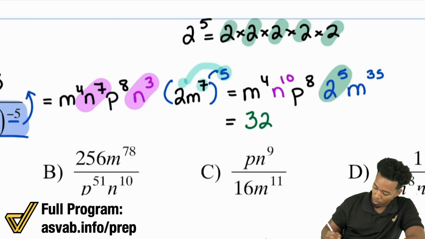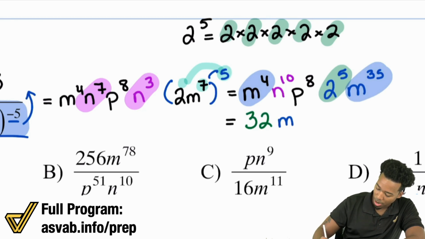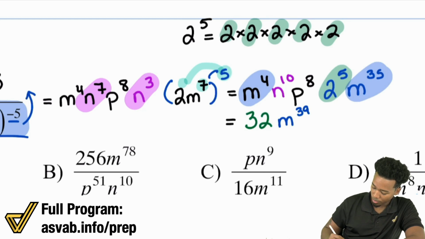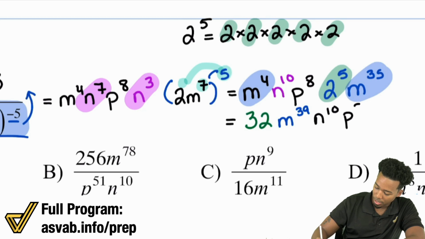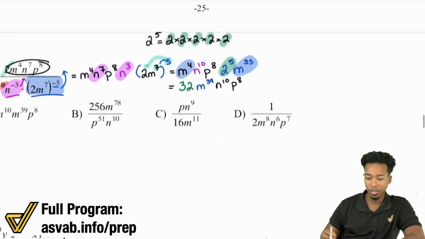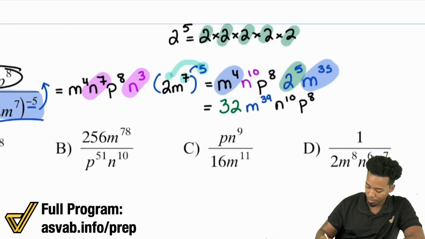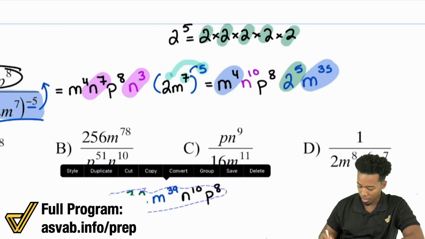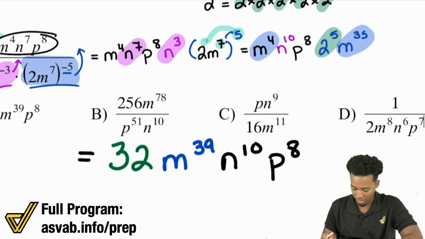And then we're going to have the combination here with m to the power of 4 and m to the power of 35, meaning we'll have m to the power of 39. And then from there, we'll repeat everything else we have, n to the power of 10, p to the power of 8, and we're good. So I'll go ahead and bring this over to compare and see what the final answer is.